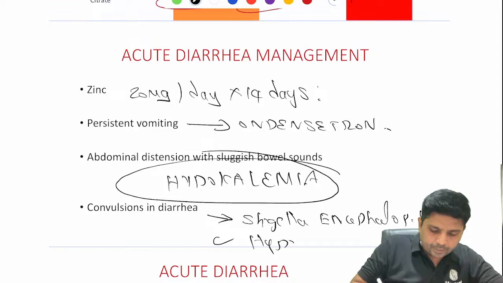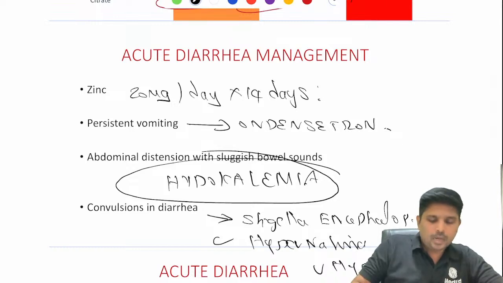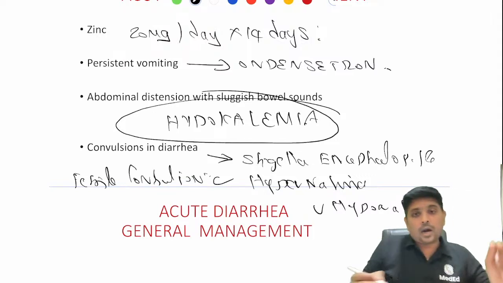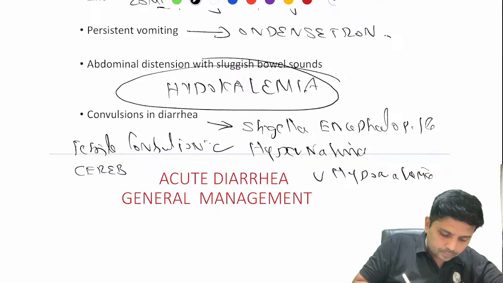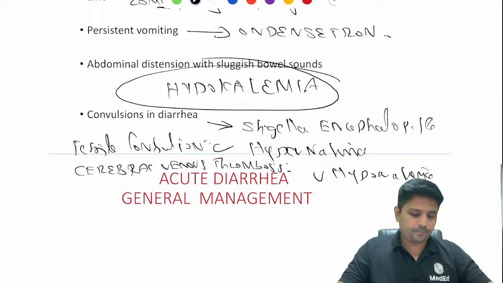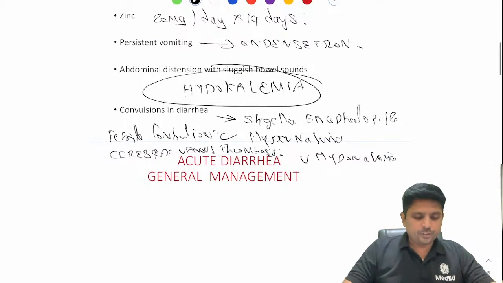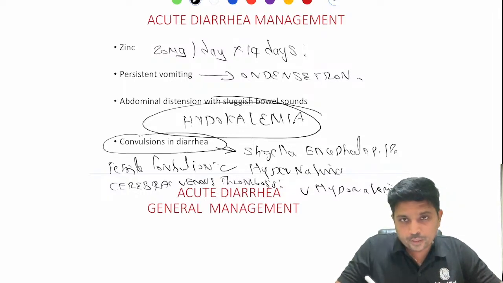Whenever you have convulsions in diarrhea, it can be due to Shigella encephalopathy, hypernatremia, or hyponatremia, or it can be associated with fever-induced febrile convulsions, or because of dehydration leading to cerebral venous thrombosis. So this is all about diarrhea. Very important question: whenever you have convulsions in diarrhea, think about Shigella encephalopathy, febrile convulsion, hypernatremia, cerebral venous thrombosis, and hyponatremia also.